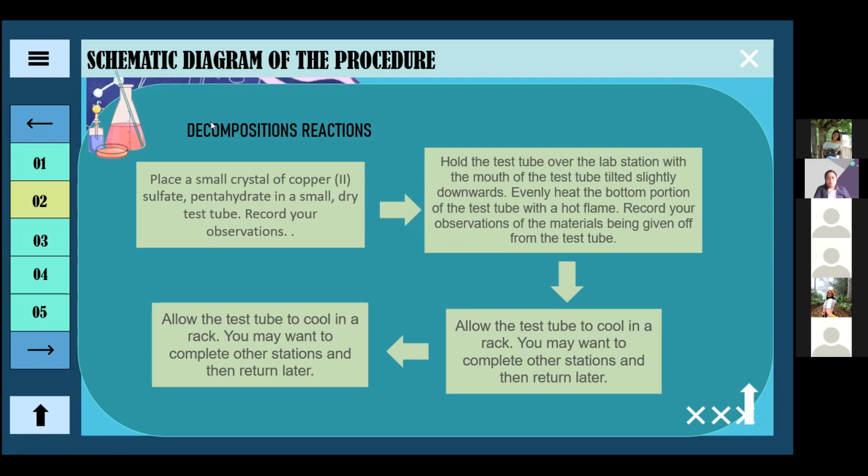The decomposition reactions. Place a small crystal of copper sulfate pentahydrate in a small dry test tube. Record your observation. Next, hold the test tube over the lab station with the mouth of the test tube tilted slightly downwards. Evenly heat the bottom portion of the test tube with a hot flame. Record your observation of the materials being given off from the test tube. Next, allow the test tube to cool in a rack. You may want to complete other stations and then return later.